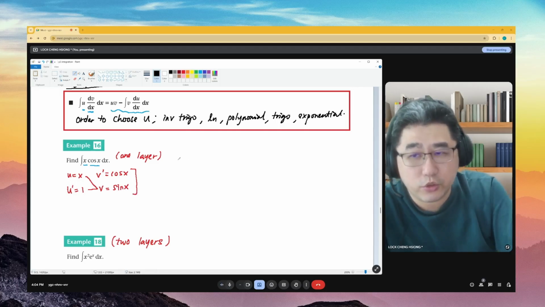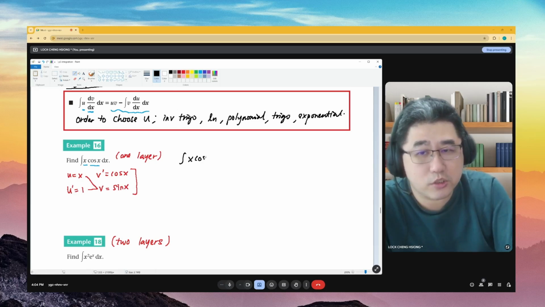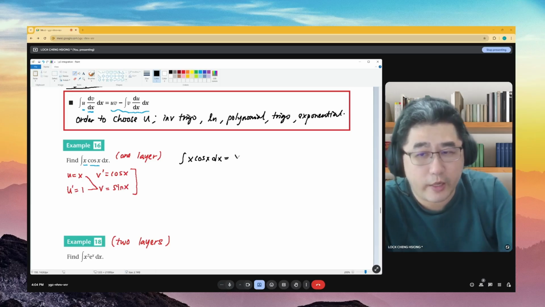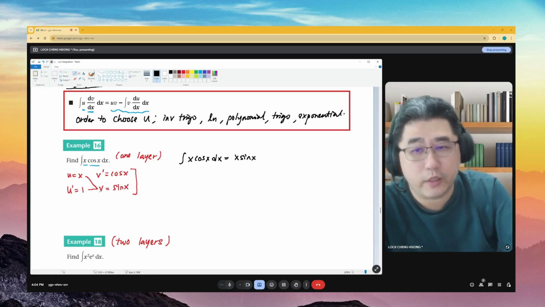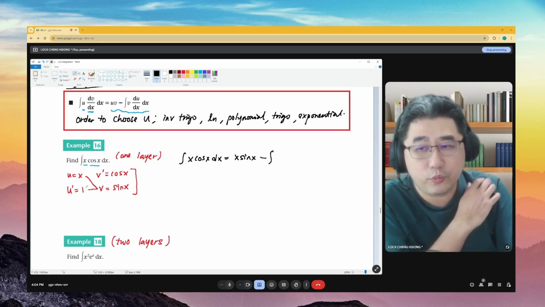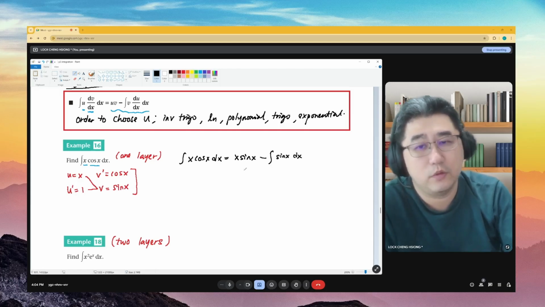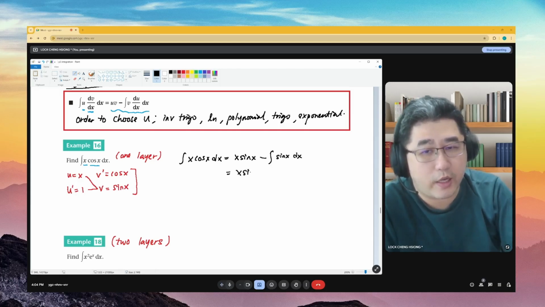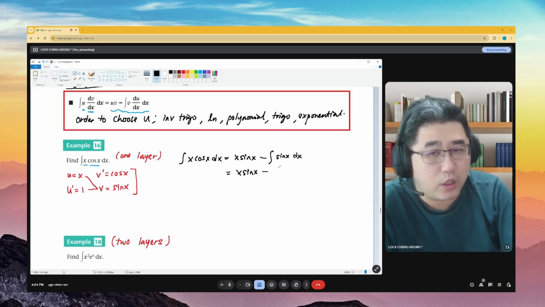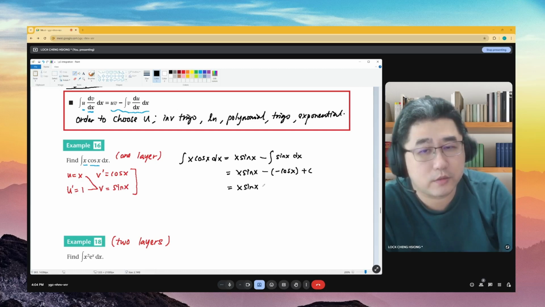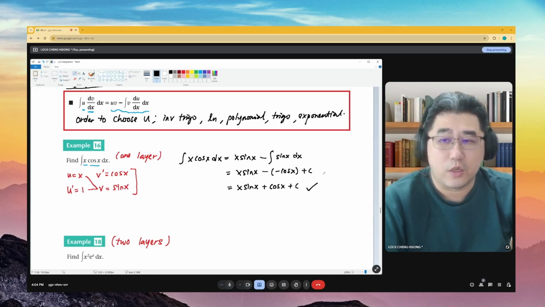So from the question, I have the integral of x cos x dx. So u and v first: x sine x, then minus the integral of u prime v. So 1 times sine x, so sine x dx. Then x sine x, already done this part. The integral of sine x goes to negative cos x, then plus c. So you have x sine x plus cos x plus c as your result. This is a 1 layer by parts.